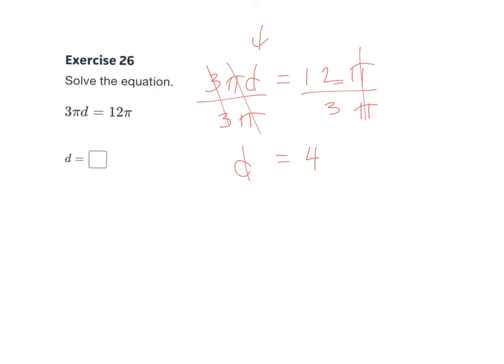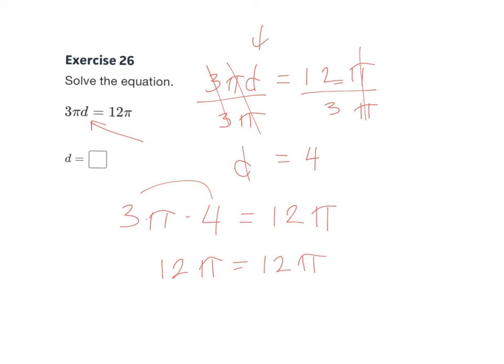Let's plug it in and see if that makes sense. I've got 3 times pi times 4 is equal to 12 pi. The commutative property tells me I can multiply in any order. 3 times 4 is 12 pi. I get 12 pi is equal to 12 pi.